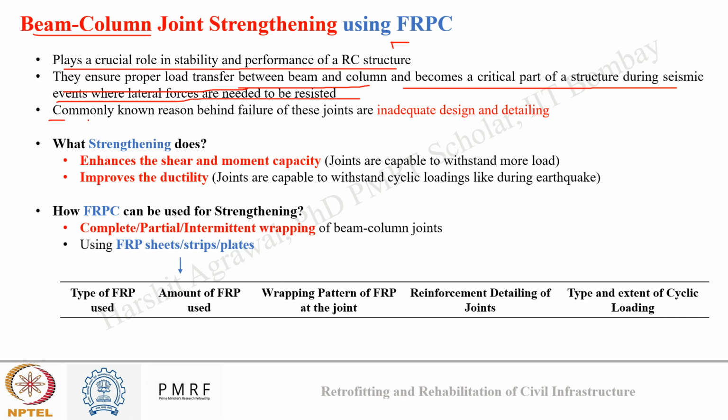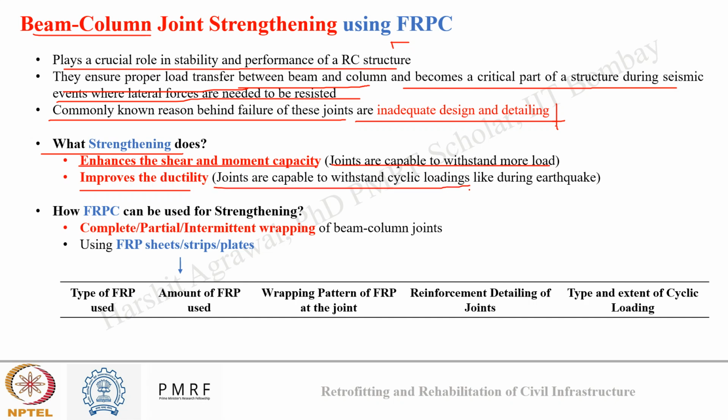Okay, so the commonly known reason behind failure of these joints is inadequate design and detailing. That's why we have a separate IS code for design and detailing of beam column joints, especially in seismic prone areas. So what beam column joint strengthening does is enhance the shear and the moment capacity, so the joints are capable of withstanding more load, and improve the ductility so that joints are capable of withstanding cyclic loading during earthquake activities. Okay, so this is the role of strengthening in beam column joints.